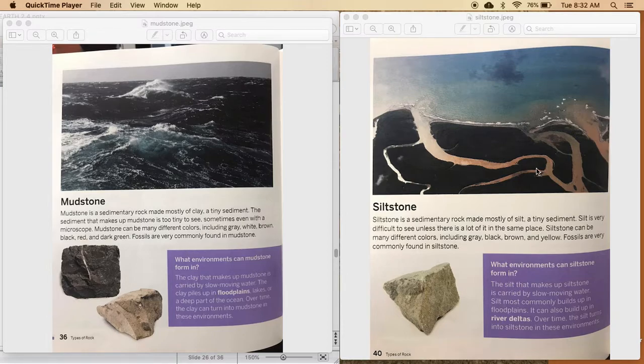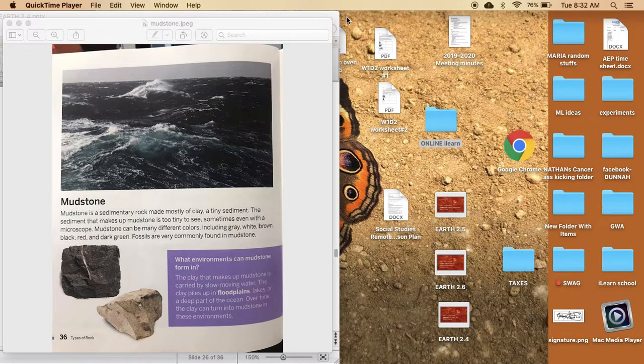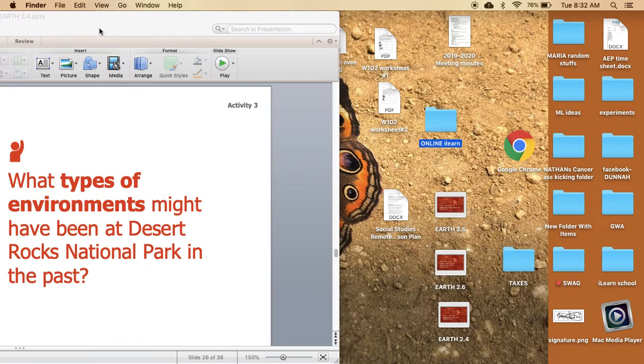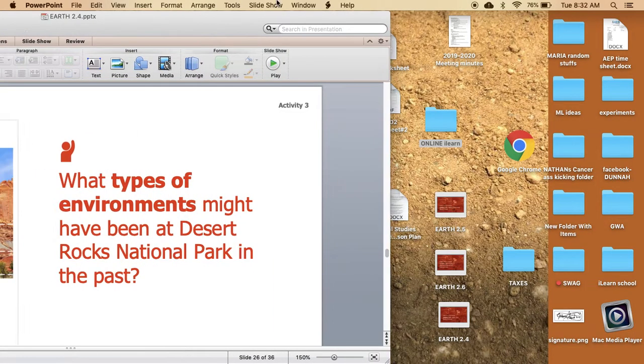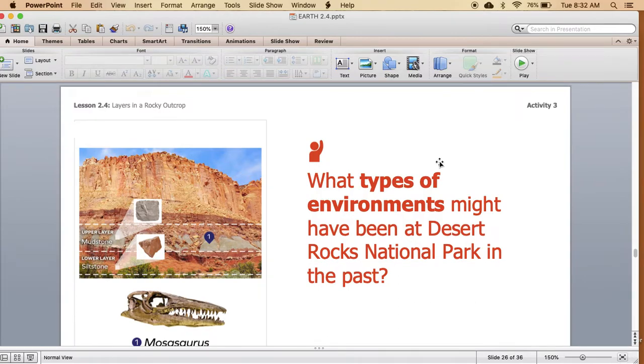For siltstone, you learned that it is made of silt, which is also a tiny sediment, but it only forms in floodplains or river deltas. All right? So keep in mind that information. What type of environment might have been at Desert Rocks National Park in the past? So, siltstone is in river deltas, and mudstone could be river deltas or ocean.